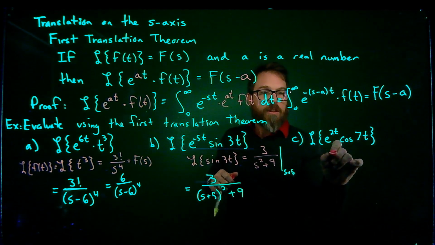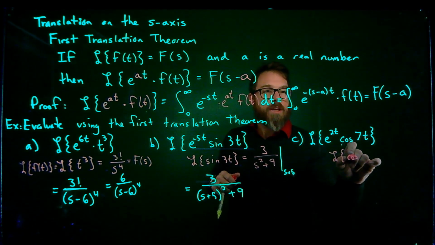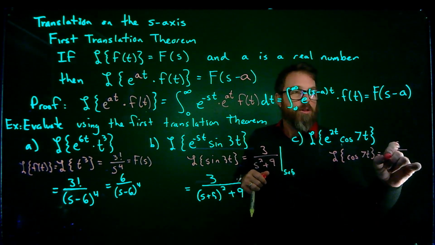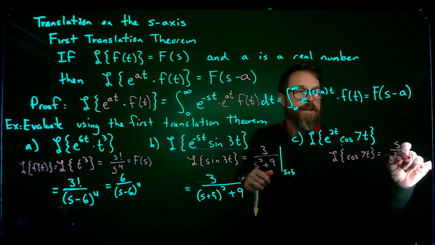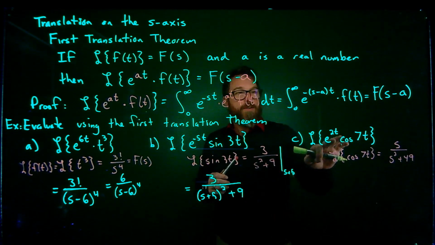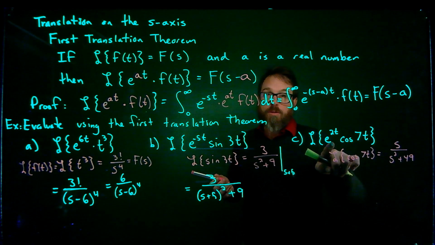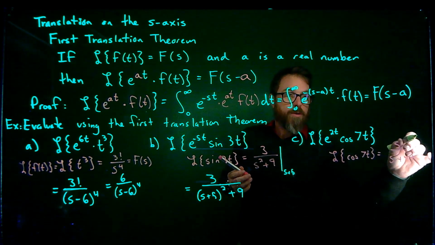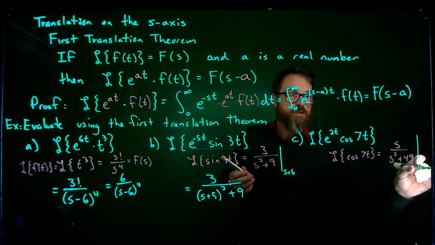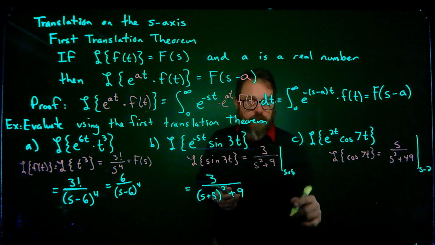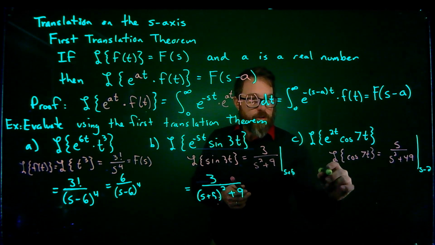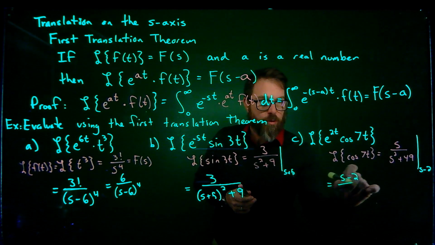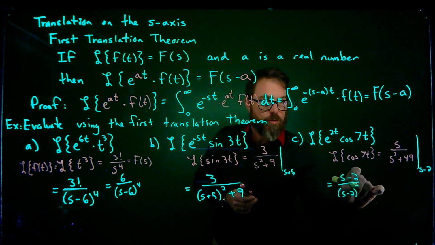Similarly, we know that the Laplace of the cosine of 7t is going to be equal to s all over s squared plus 49. So for me to find the Laplace of this is nothing more than a shift to the right 2 units. So what I'm going to do is evaluate this at s minus 2. So everywhere there's an s now, it's going to be an s minus 2. So this is going to be equal to s minus 2 all over s minus 2 squared plus 49.